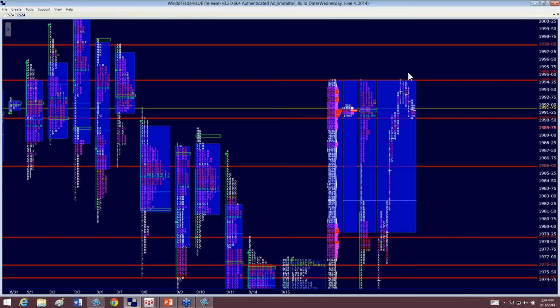Volume was less than yesterday, 3.1. Profile was not elongated. It was too stretched out, short covering, no new buying coming in today, mostly short covering. Short covering can weaken a market.